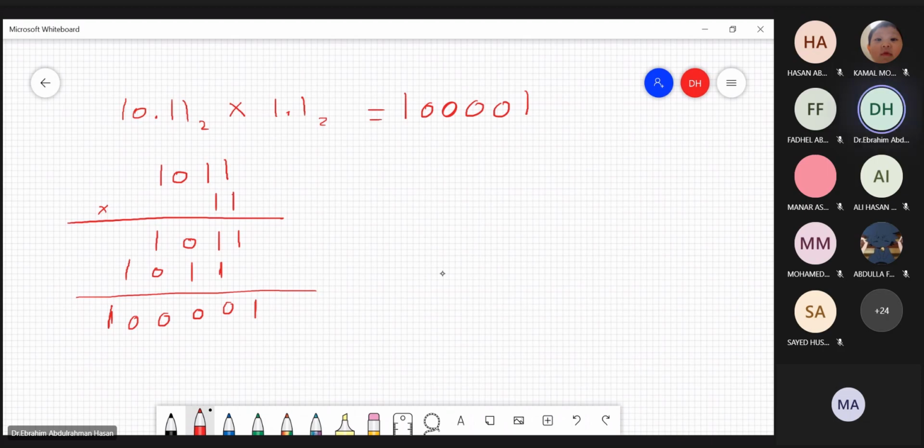Okay, decimal place. So this is after 1, this is after 2, then it will be after 3, so it's here.